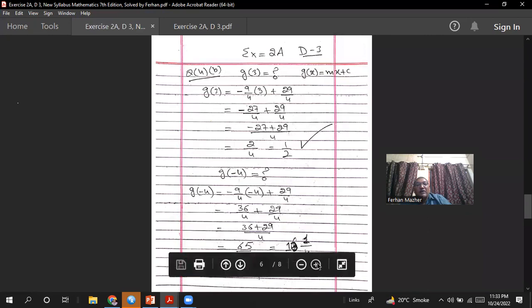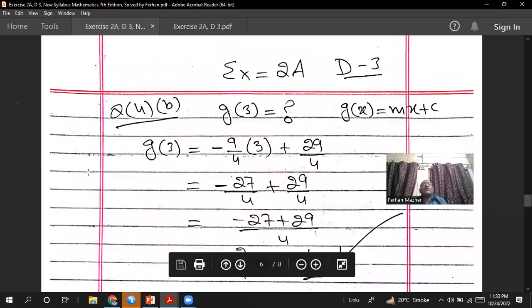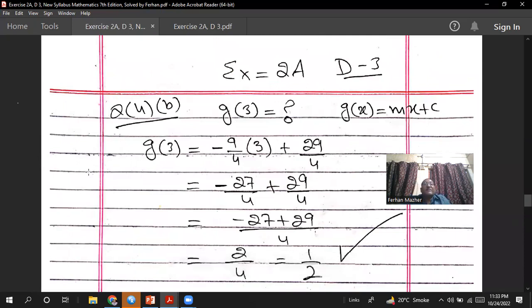Okay, now I know all the values. Now they want me, that's the B part of that question, exercise 2A, question number 4, it's B part. He says, find the value of g of 3. So we know that g of x was mx plus c, we have the value of m, we have the value of c, we have the value of x. So g of 3 will be minus 9 by 4 multiplied by 3 plus 29 by 4. So it will be minus 27 by 4 plus 29 by 4. So we will take the LCM. So it will be minus 27 plus 29, the whole thing divided by 4. So that will be 2 by 4, that is 1 by 2.